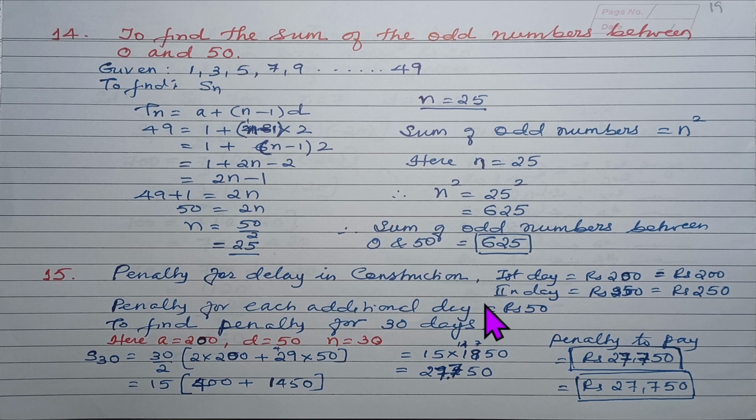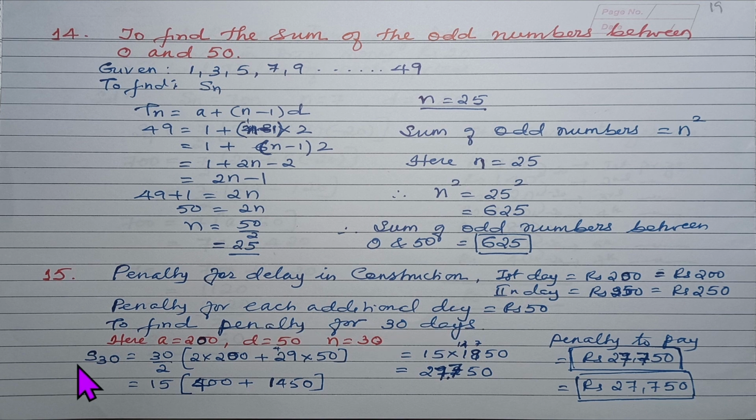Now, penalty for delay in construction. This is an example here. Now what is the penalty for delay in construction? We have to find that. Now the first day, if there is a delay for the first day, the amount paid is 200 rupees. Second day, if there is another day delay, then you have to pay 250, that means 50 rupees extra. So like that, the penalty for each additional day is rupees 50. Now we have to find the penalty paid for 30 days.